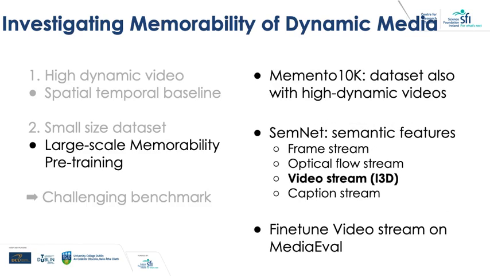For large-scale memorability pre-training, we use the Memento 10K dataset containing 10,000 highly dynamic videos that is more similar to this year's dataset, instead of pre-training on last year's data, even though they have the same number of videos. We pre-trained the SemNet model accompanying the release of the Memento 10K dataset, which contains 4 separate subnetworks to process different input streams: image, optical flow, video stream, and the semantic caption. After pre-training SemNet on Memento 10K data, we only retain the video stream subnetwork to fine-tune on the MediaEval dataset and discard the other components.